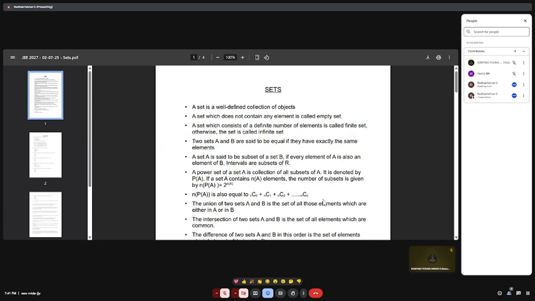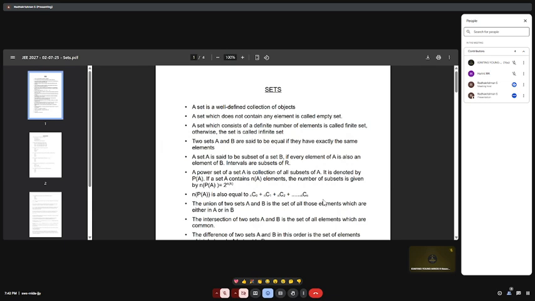Then a collection of all subsets of a set is called a power set. If a set contains n elements, then the number of subsets will be equal to 2 to the power of n. So it is the total number of subsets. That's called the number of elements in the power set. Power set is a collection of all the subsets.